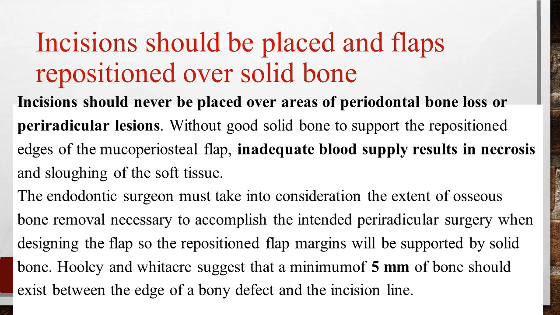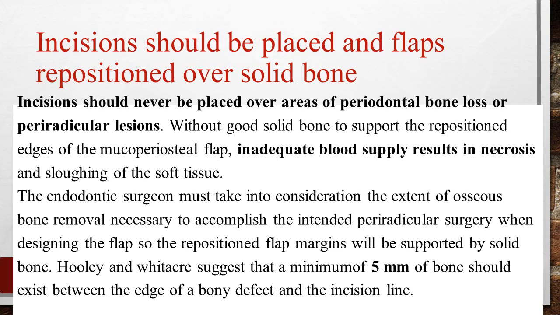Incision should be placed and flaps repositioned over solid bone. This I have told before also. So the incision should never be placed in the areas of the bone loss. So you have to understand that your surgical site should extend beyond your pathological site, and it should include some amount of healthy tooth structure also, healthy bone structure also, because if you incise over the area of periodontal bone loss or periradicular lesion, you will not have good bone support and you will not have good blood supply. This will result in necrosis and poor healing of the surgical site.